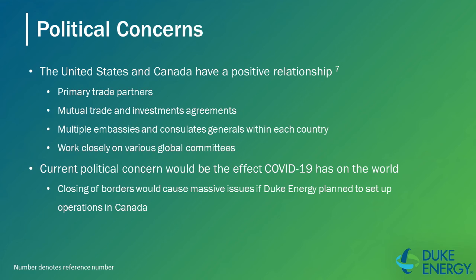The United States and Canada have a positive relationship. They are primary trade partners, have mutual trade and investment agreements, multiple embassies and consulate generals within each country, and they work closely on various global committees. A major political concern at the moment is COVID-19, with the closing of borders that would cause massive issues if Duke Energy were to plan to set up operations in Canada in the short term.